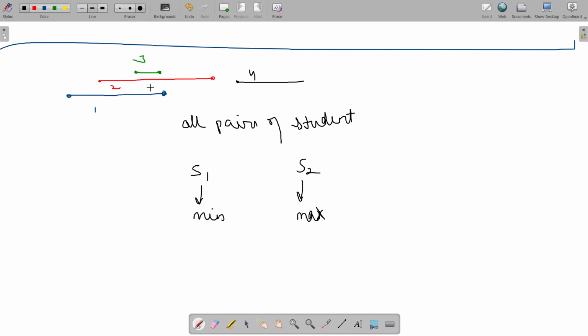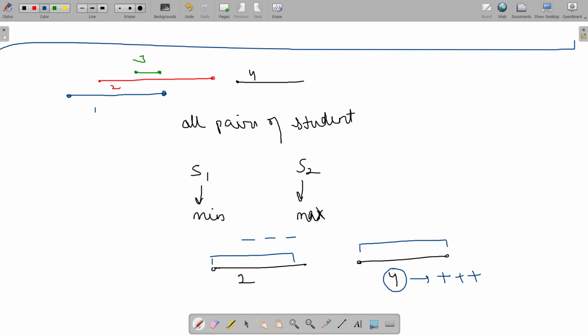Suppose we look at student 1 and student 4. As you can see, both of their ranges are completely disjoint. If we are assuming that student 1 is the minimum and student 4 is the maximum, what questions should we ask? We should obviously ask only these questions. Why? Because when we ask these questions, this student's height will keep on increasing per question, and this student's height will keep on decreasing.